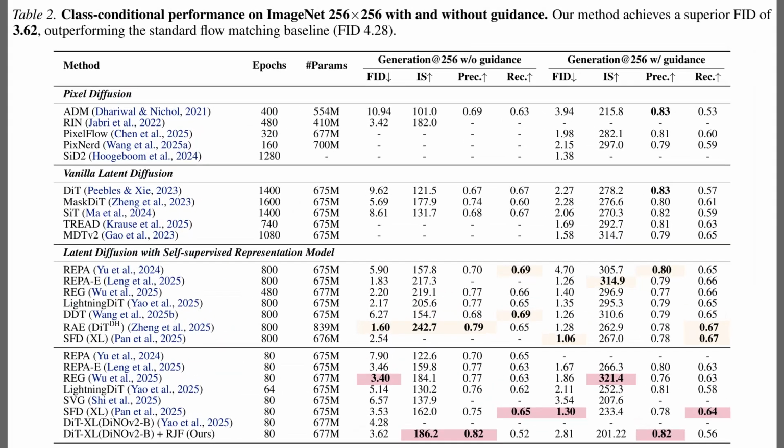So, Table 2 benchmarks the full model against state-of-the-art approaches on ImageNet. The upper sections list standard pixel and latent diffusion models, which typically require hundreds or even thousands of epochs to converge. However, looking at the efficient 80-epoch regime at the bottom, the proposed RJF method stands out. It achieves a class-conditional FID of 3.62 without guidance, distinctly outperforming the Euclidean baseline of 4.28. The highlighted precision and inception scores further confirm that correcting the geometry drastically improves semantic fidelity.